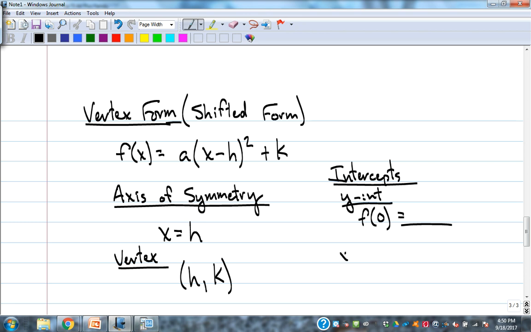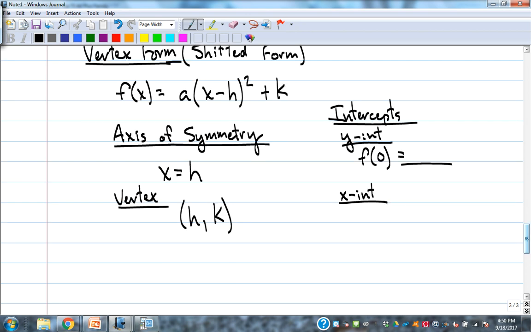X-intercepts. How do you find x-intercepts? How did we find them when it's in standard form? Still going to do the same thing. You're just going to set a times (x minus h) squared plus k equal to 0 and solve. And we'll do one with numbers in it so we can actually do something here.